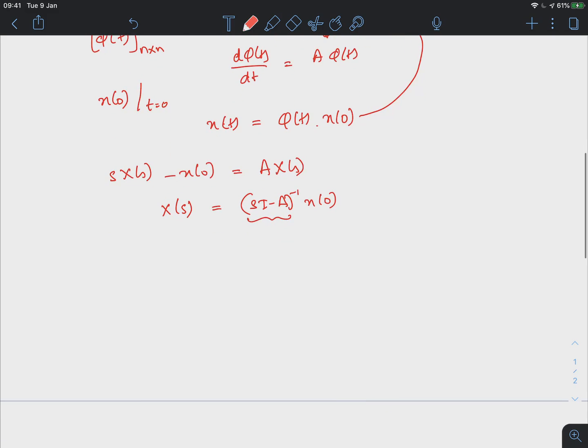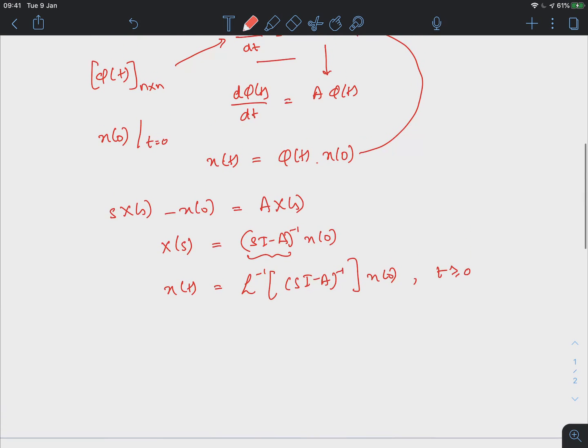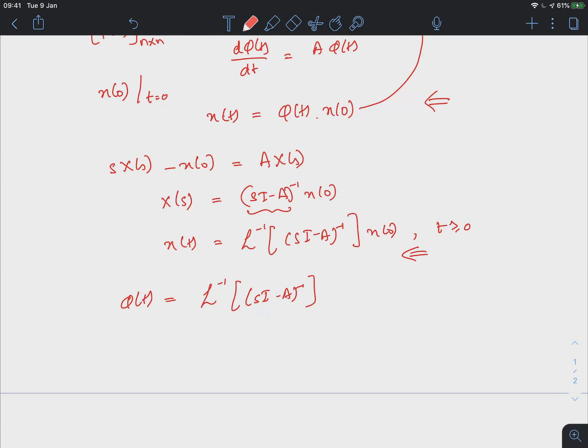Okay, now for computing the time domain solution, we take the inverse Laplace transform on both sides of this equation, and we would obtain x of t as Laplace inverse of (sI minus A) inverse x naught for all t greater than or equal to 0. Now if you see the similarity between this equation and this equation, you would notice that phi of t you can compute by taking the Laplace inverse of (sI minus A) inverse. So this is our state transition matrix. Let's denote this STM, state transition matrix.